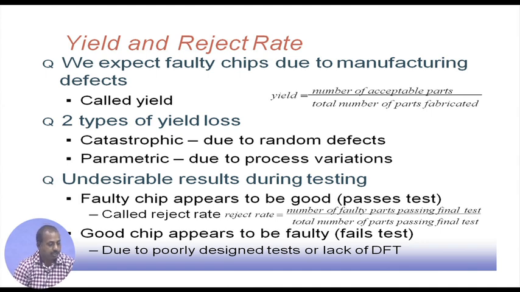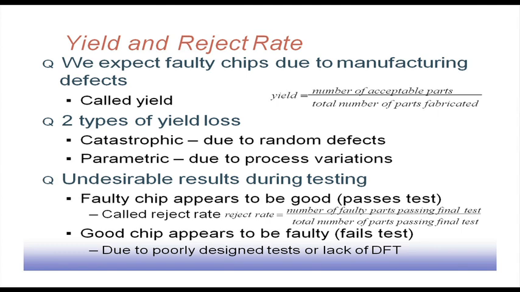Then there are undesirable results during testing. These are the problems that can happen if my testing process is not proper. A faulty chip may appear to be good. If that happens, then a faulty part will be shipped as a good chip, and when this chip is put into field operation, at that point of time, at system level, it will give problems. At a system level we have to take care, and by the rule of tens we know that by that time the cost of this mistesting will be very high, because that may cause rejection of the full system.